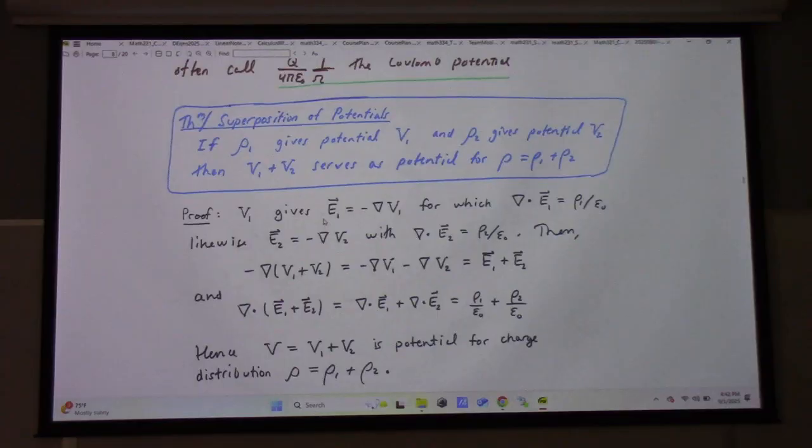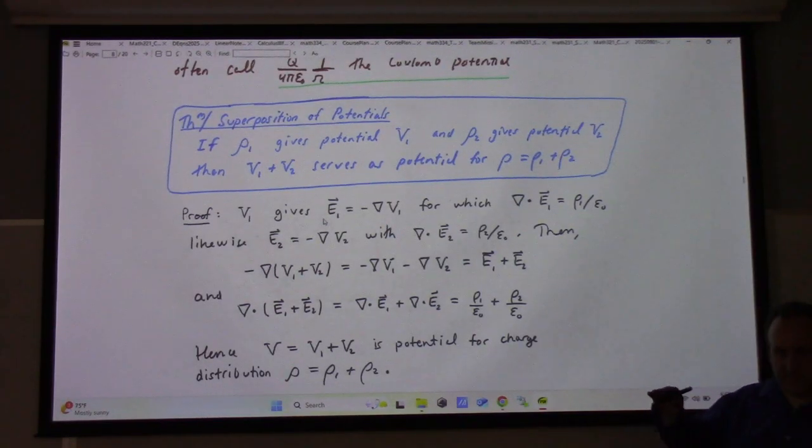And is this for two overlapping fields or something? This is for two separate charge distributions that give two separate voltages. I haven't even assumed here that these have the same zero. This calculus doesn't care if the voltage is zero in different places. Like if V1 has the zero voltage set one place, and V2 has the zero voltage set somewhere else, V1 plus V2 is not necessarily going to have the zero voltage at either one of those places. It could be something entirely different and wonky.